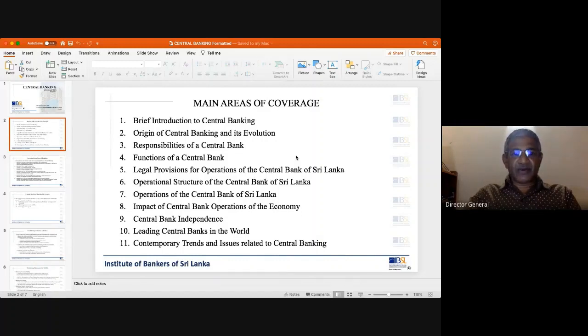Then the origin of central banking and its evolution. Central banks were started long ago, and over time they have evolved. The central banks today are not the same as they were at the origin. Therefore, gradually they have evolved. Those things also we will discuss.